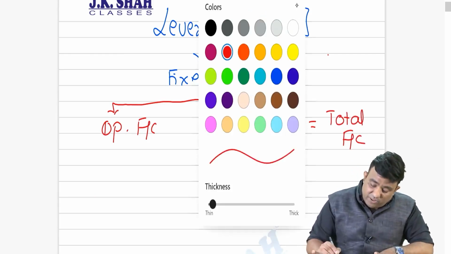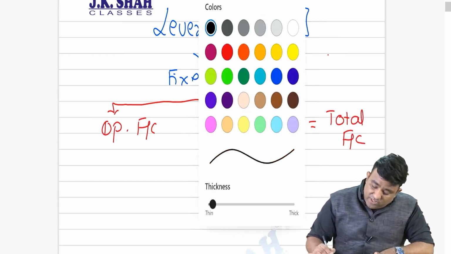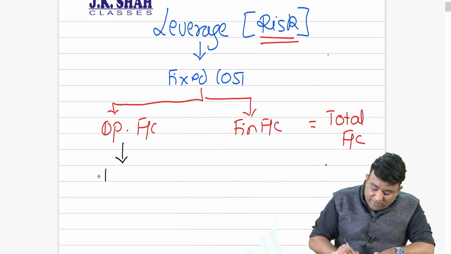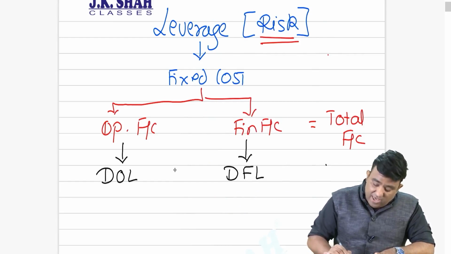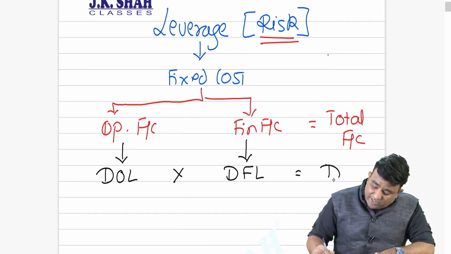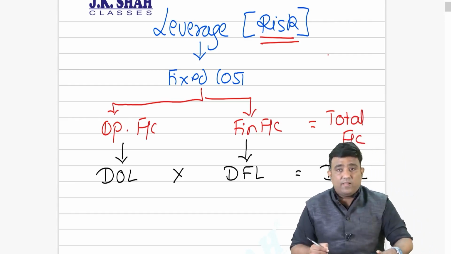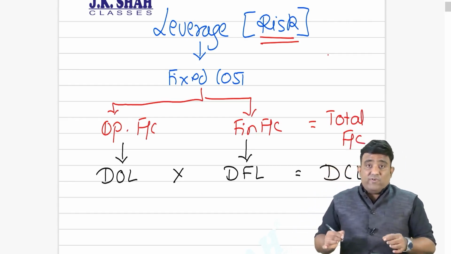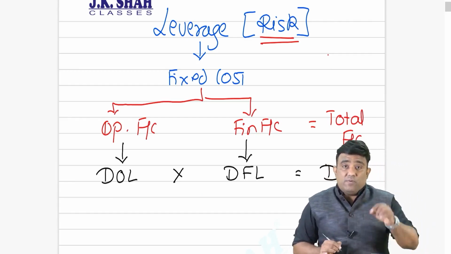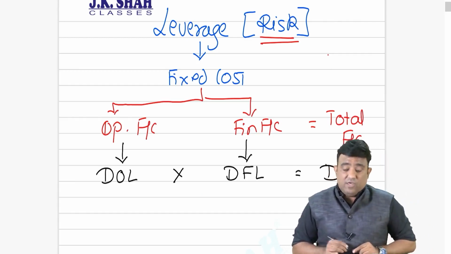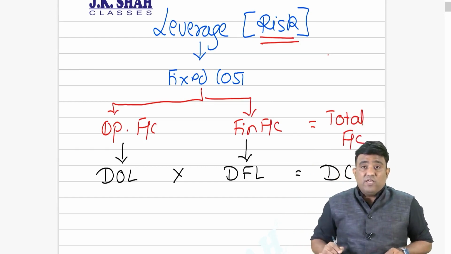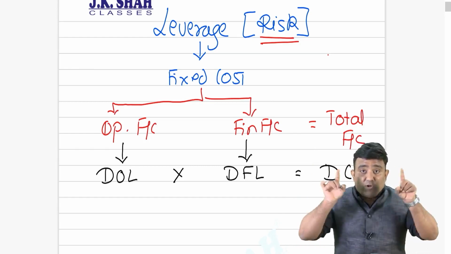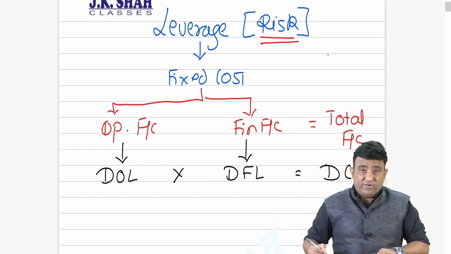Considering the chapter at the further level, students, the risk generated from operating fixed cost is DOL. The risk generated from financial fixed cost is DFL, and the moment I combine them, that is nothing but degree of combined leverage. So we derive operating leverage from the presence of operating fixed cost, financial leverage from the presence of financial fixed cost, and when I consider both together, we derive combined leverage.